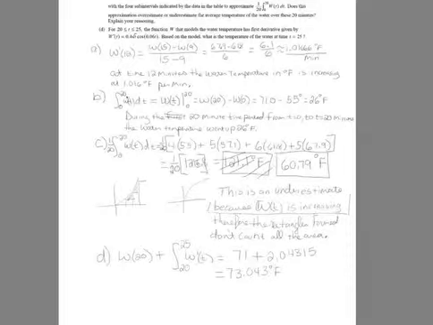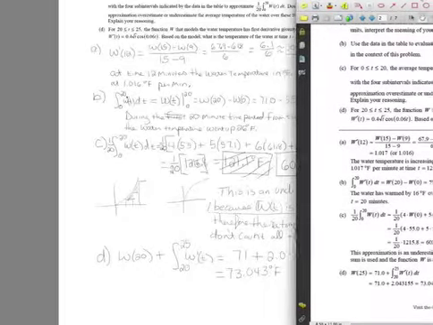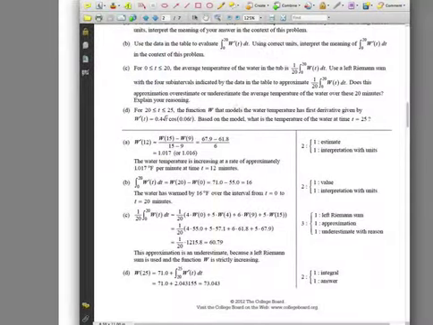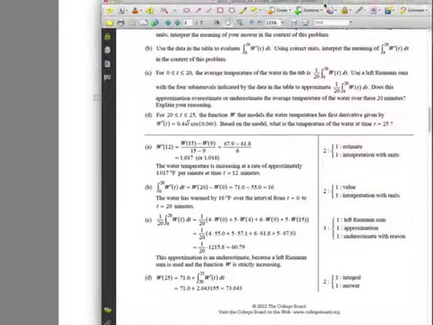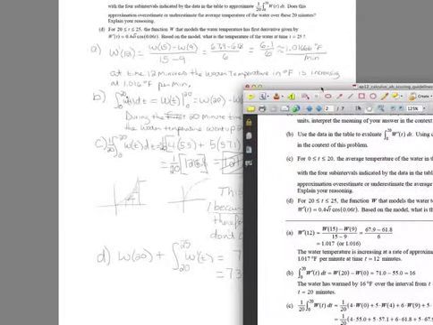Okay, so we're at 16 minutes on this video. Let's take a look at the scoring guide. W prime of 12, find the slope, 1.017 or 16. The water temperature is increasing at a rate of approximately this many degrees at time 12. 2 points, one for the estimate, one for the interpretation, and that's what we have as our answer. So we've got 2 points.